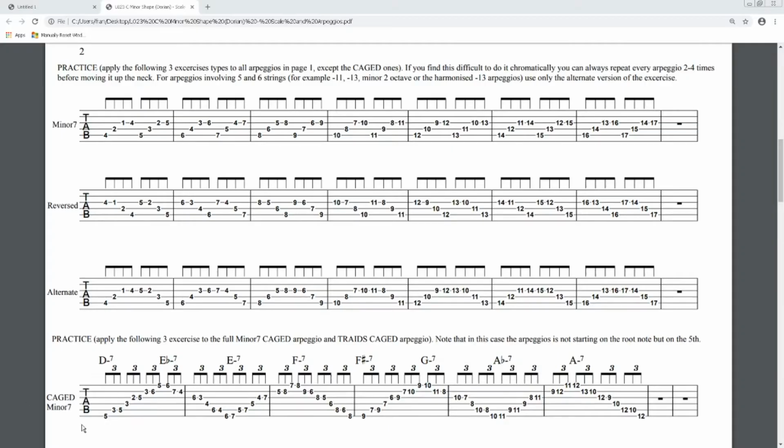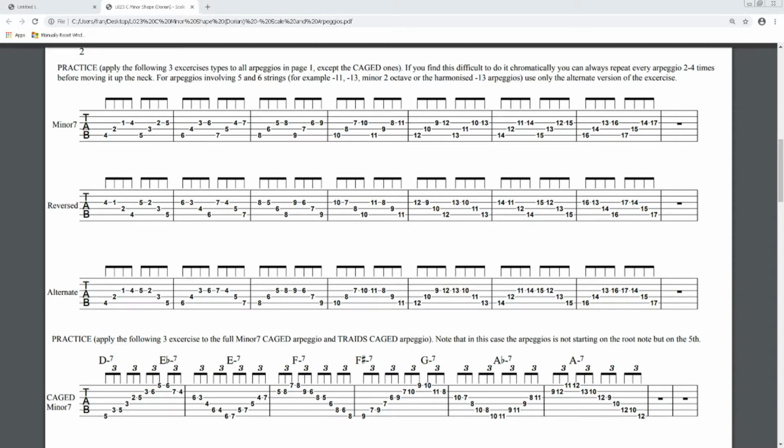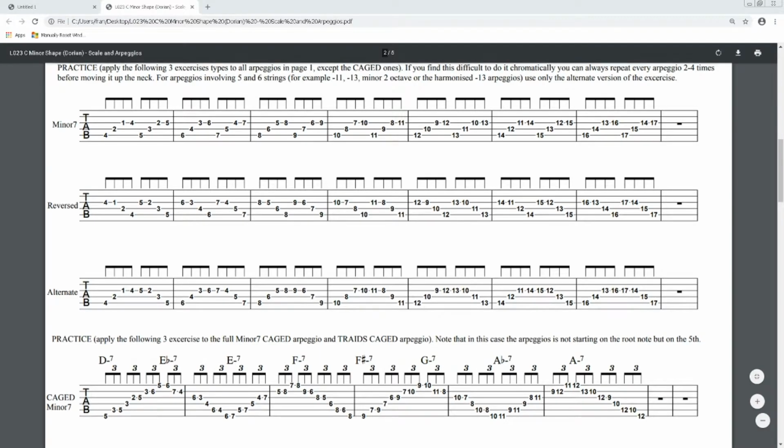Now, following these exercises, you have instead the one applied to the CAGED arpeggio. Now, of course, these particular exercises really work best when it's over 3 strings or 4 strings, especially when it's reversed, when it's just in one direction. When you're dealing with 6 strings at a time, like in this case, the exercise is only designed in an alternate fashion, right? You can see. And the reason is kind of logical.